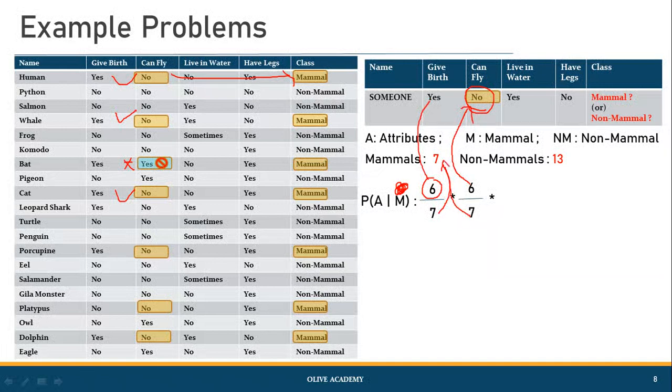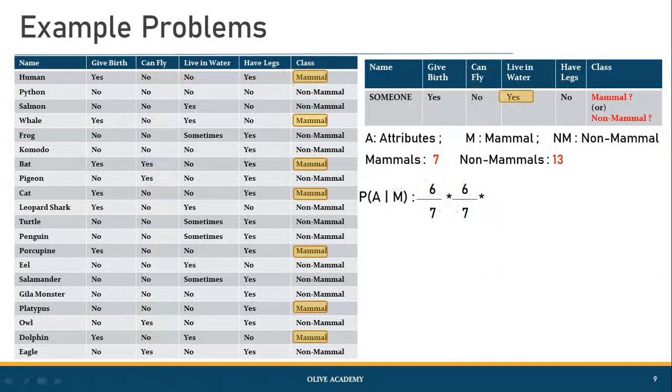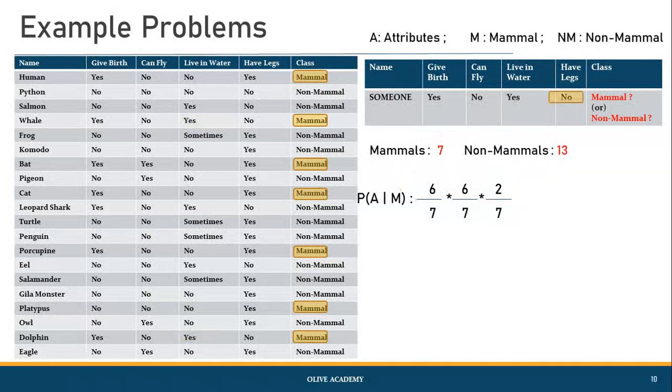Now, similarly, we need to find the number of rows that have the capability of living in water as yes. In this case, it is going to be 2 by 7. Remember that this 2 stands for the number of values as yes and 7 stands for the number of mammals, because we are interested only in mammals in this count. And similarly, have legs equal to no, because there are only 2 no categories for the mammal data set. So it is going to be again 2 by 7.